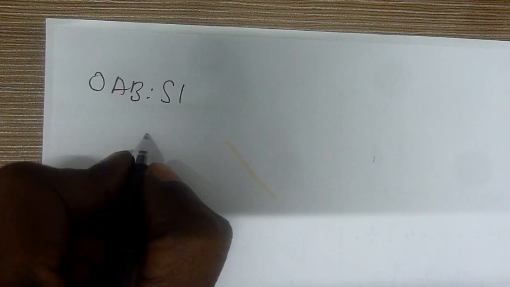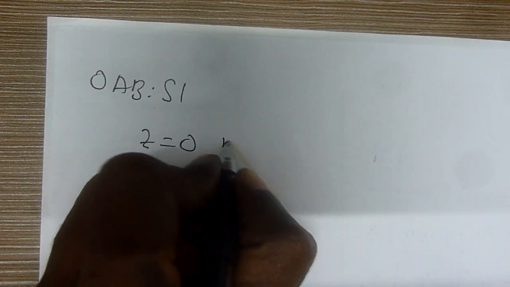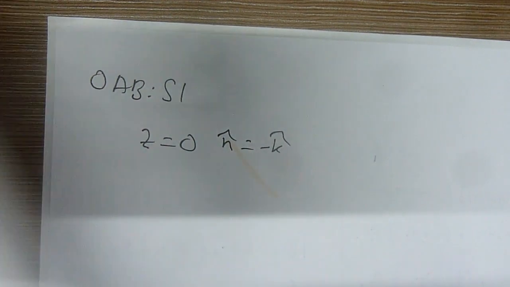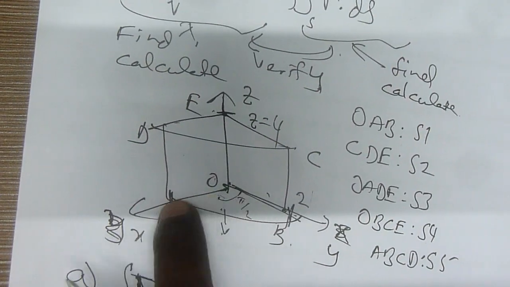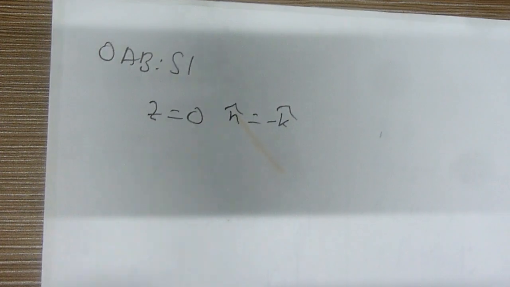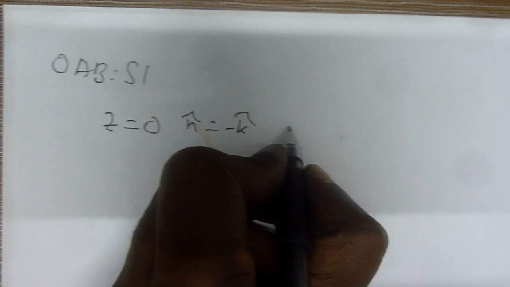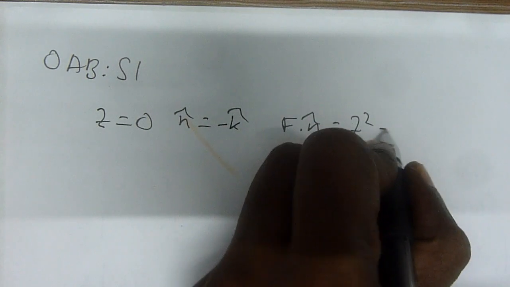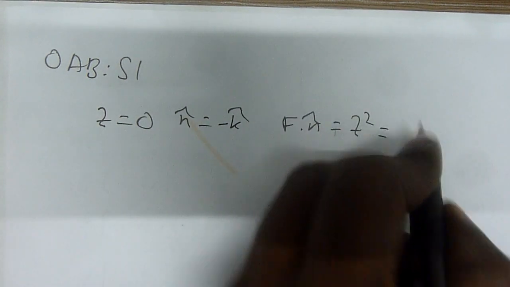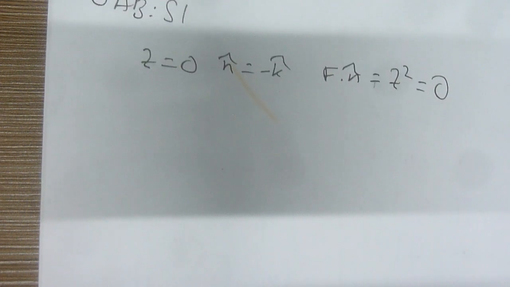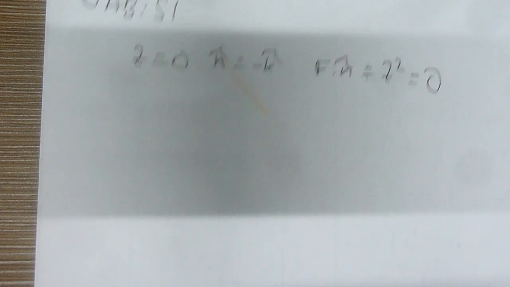That's good. z equals 0 and n equals negative k at this particular point. Can you agree with me? z equals 0 here, and this is pointing below, negative k. Then what is the F dot n? F dot n is z squared, which is 0 since z equals 0. Wow, easy. The first one is solved already. At least we can solve this very fast.